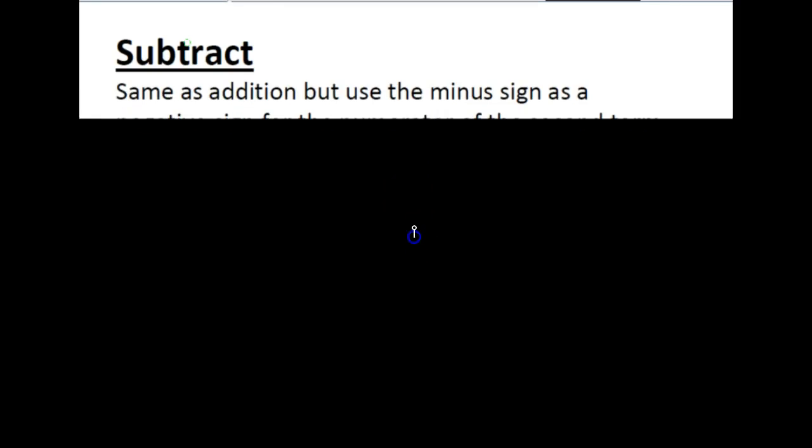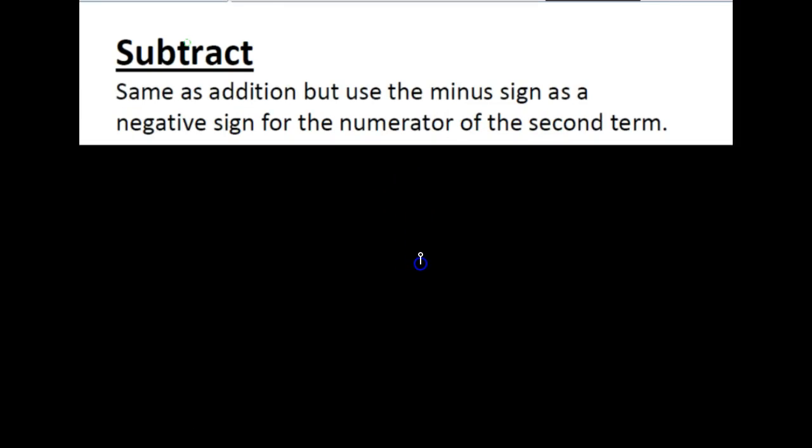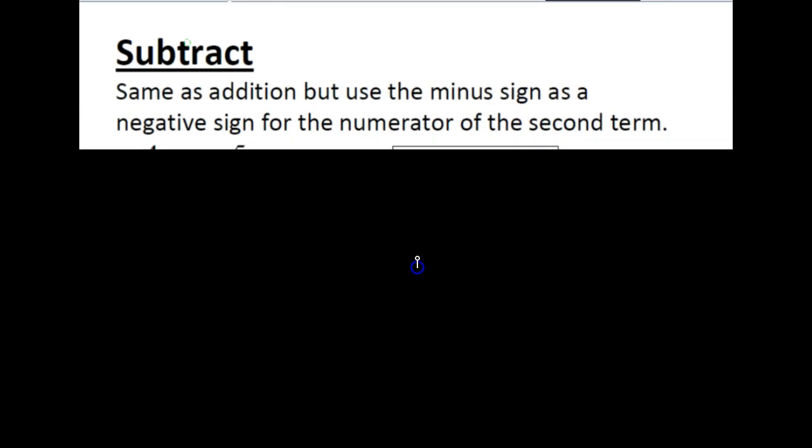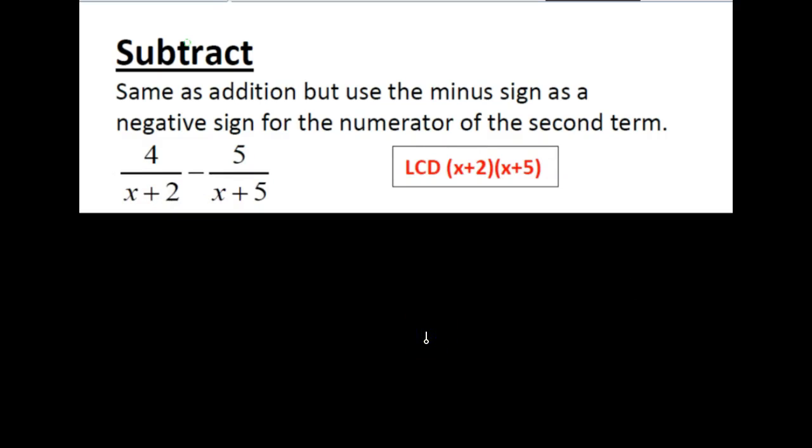Next, we have a subtraction example. Same as addition, so you factor the denominators. Well, these denominators don't factor. So, next, I need to find the LCD. So the LCD is going to have the x plus 2 in it and the x plus 5.